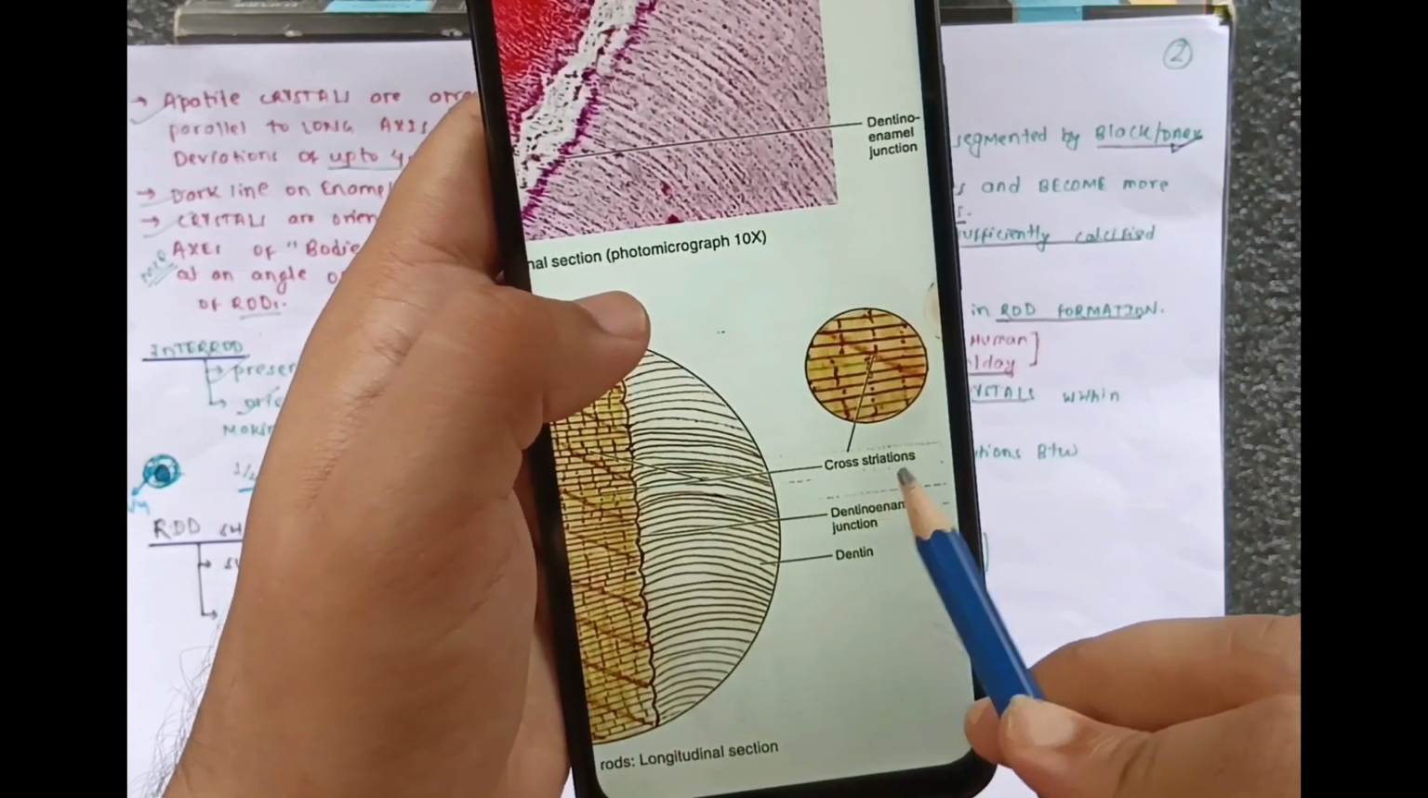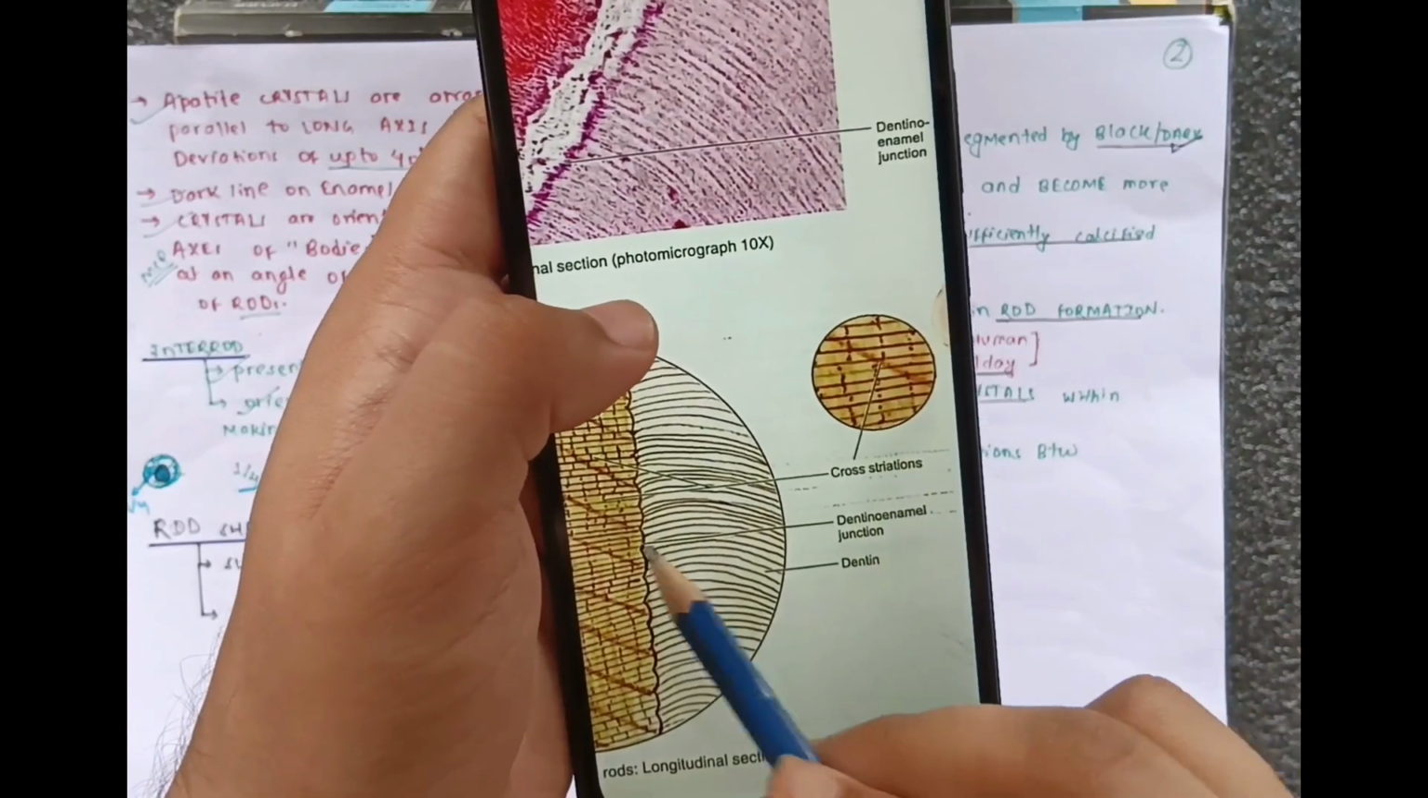After that, we can see here cross striations. These are cross striations. This is the dentine enamel junction and this is dentine.